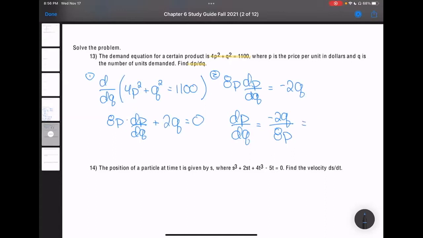And simplify our fraction. Negative q over 4p is our final answer. Awesome.